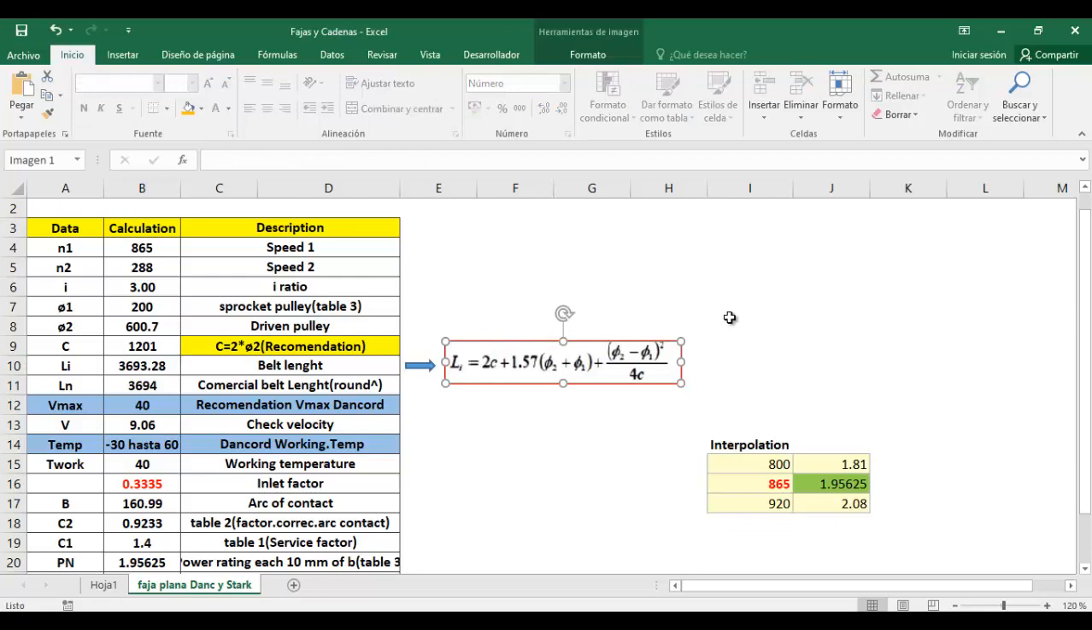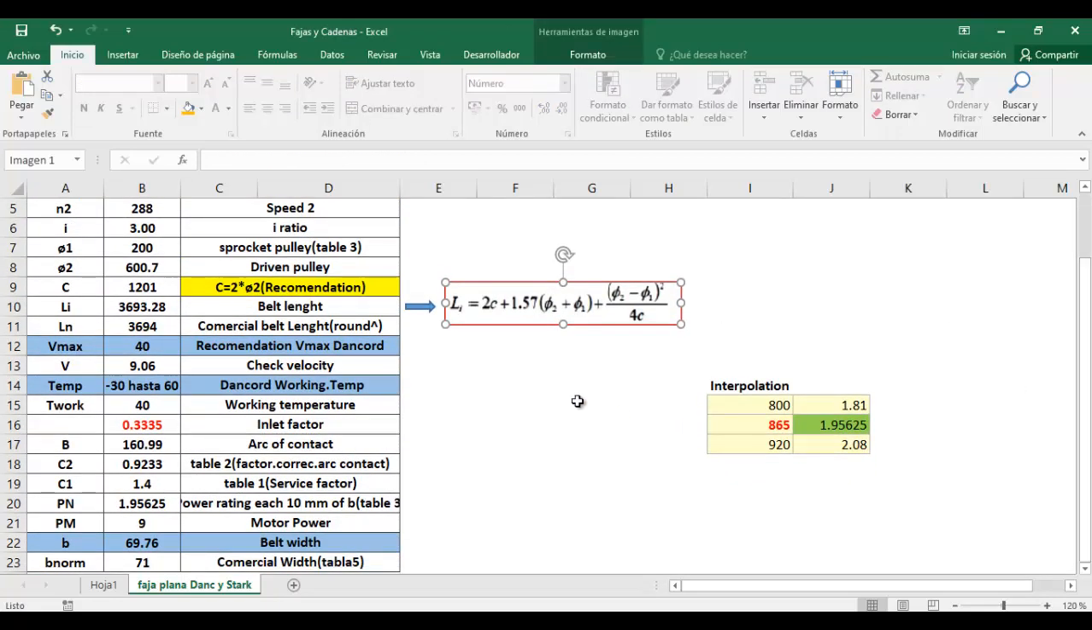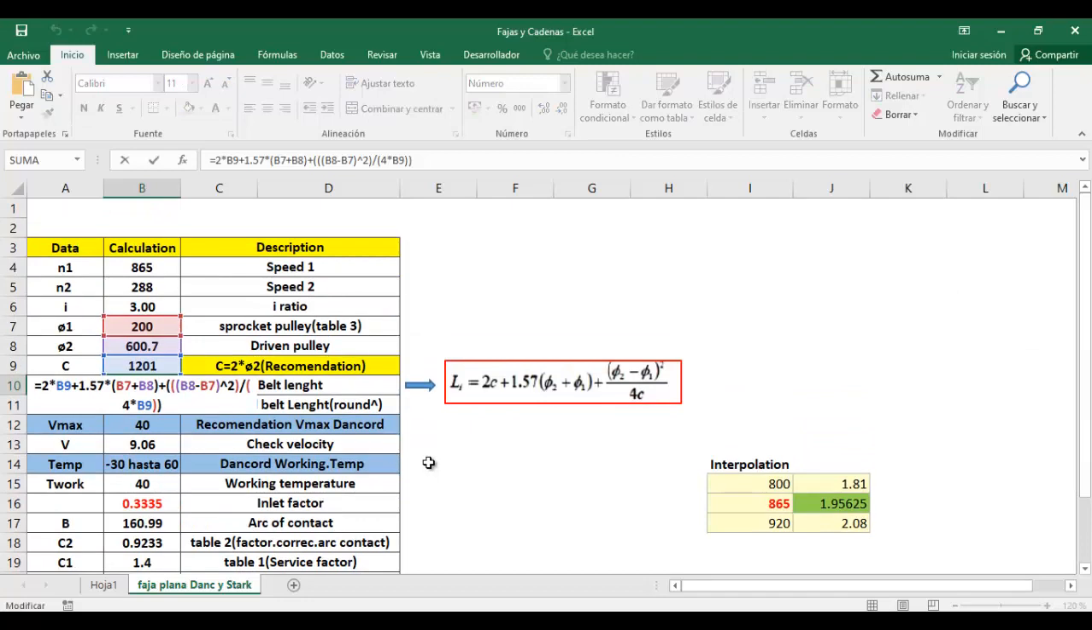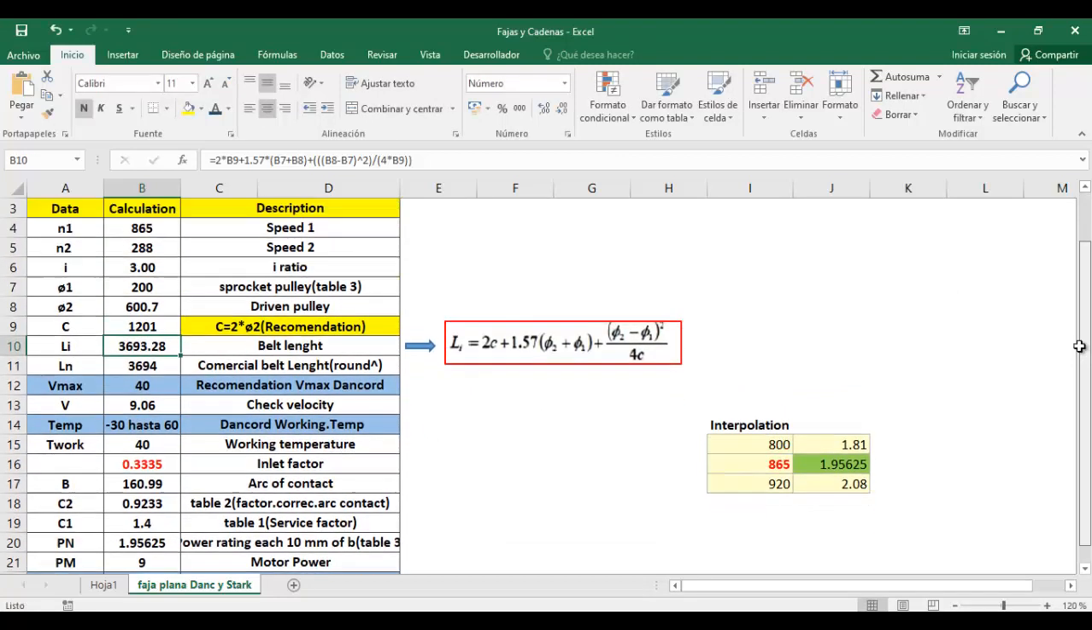Here you have the equation and how to use it. This is 2 times the center distance plus 1.57, times the summation of the 2 diameters, plus the difference of the diameters squared. I don't remember how to say it in English actually, but you know it. Divided by 4 times the center distance. You are going to use it, as you can see. Excel does everything; you should only check it.